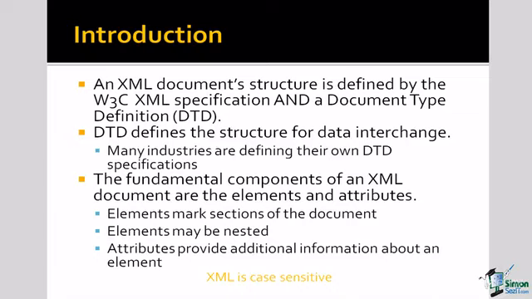So starting out with XML, we need to understand that there are two basic parts of an XML document: the elements and the attributes that might describe the elements. An element marks a section of a document.